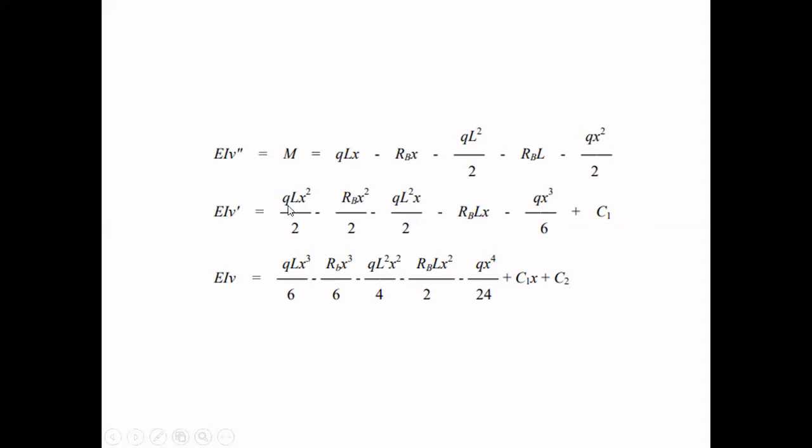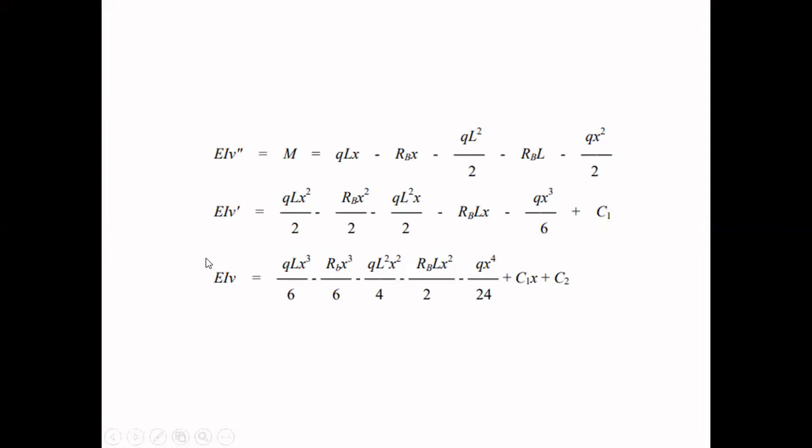This is qL x square. On integrating x, we'll get x square by 2, so it will be qL x square by 2 minus Rb x square by 2 minus qL square by 2 x minus RbLx minus qx cube by 6 plus c1. This will be plus c1. This will be as it is because there was no x over there, so it will be x. x will come to this side, and c1 is the constant due to the integration.